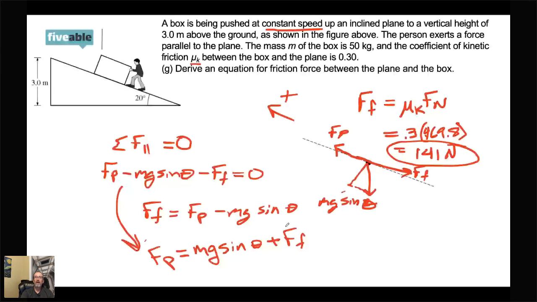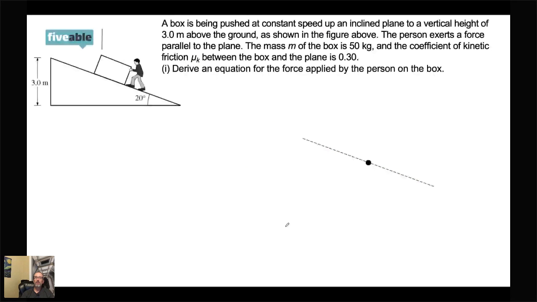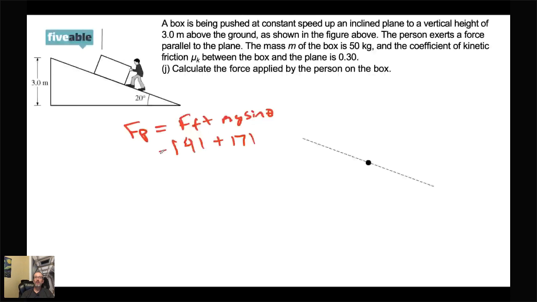So when we come back over, we've got those two things, 141 plus 171. And if we add those two together, 1 and 1 is 2, 7 and 4 is 11, and 1 and 1 is 2, so it'd be 212 newtons. That is what that force of the person needs to be to push that box down the hill.